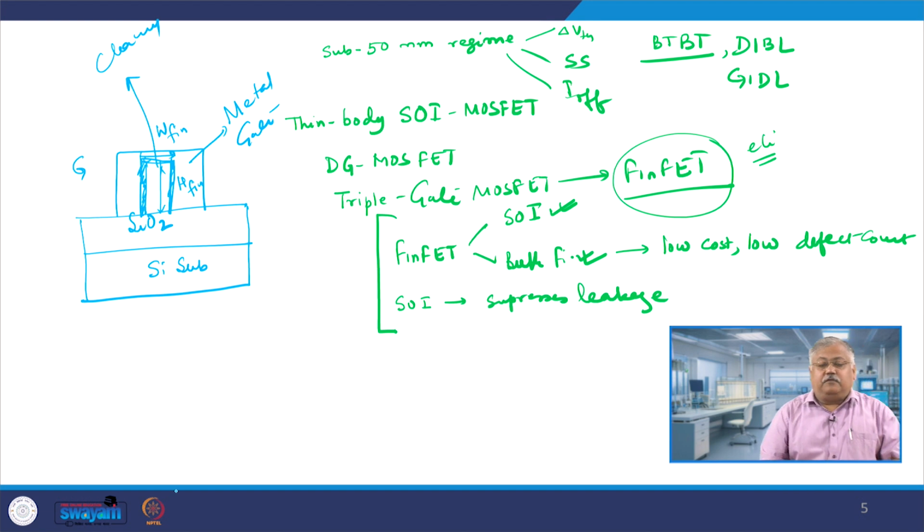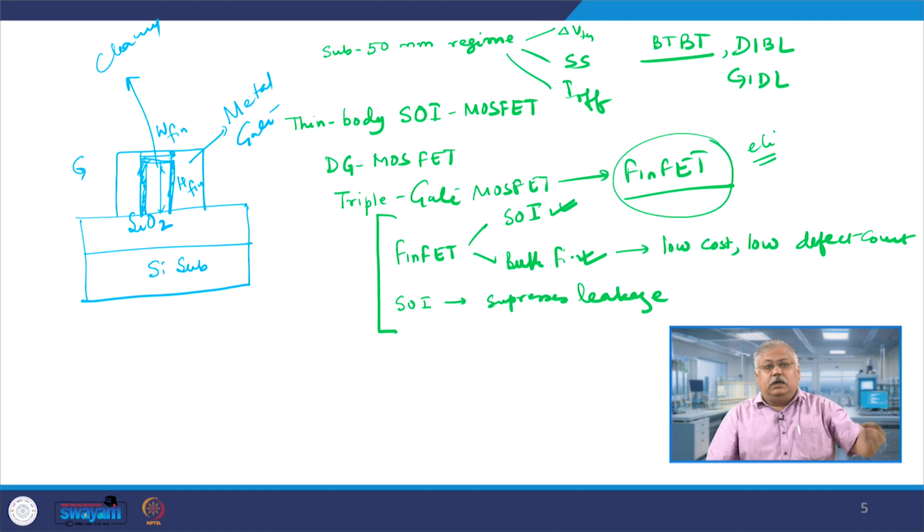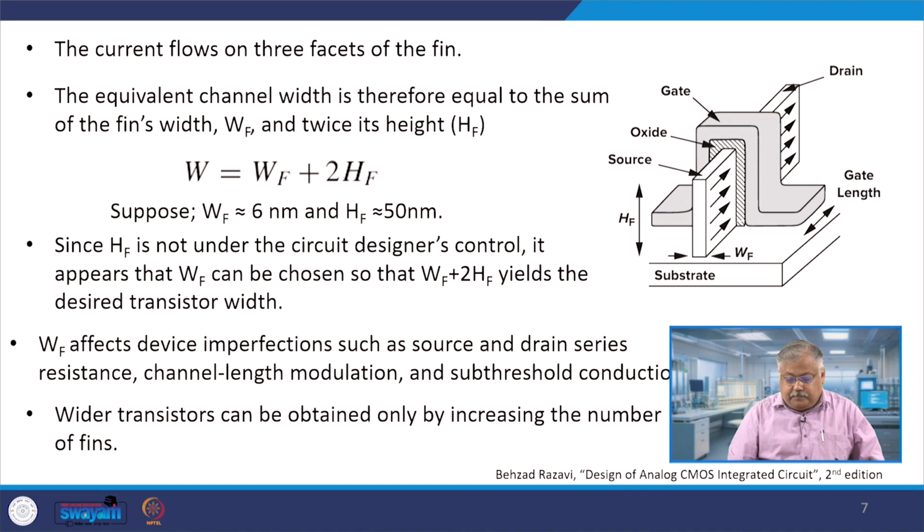So, the height of the fin is the longitudinal height which you see, and the lateral surface thickness is referred to as W fin, the width of the fin. So, this gives you a basic structure of the FinFET. Now, let us look at the FinFET's current flow. You should be aware of how the current will flow in a FinFET.